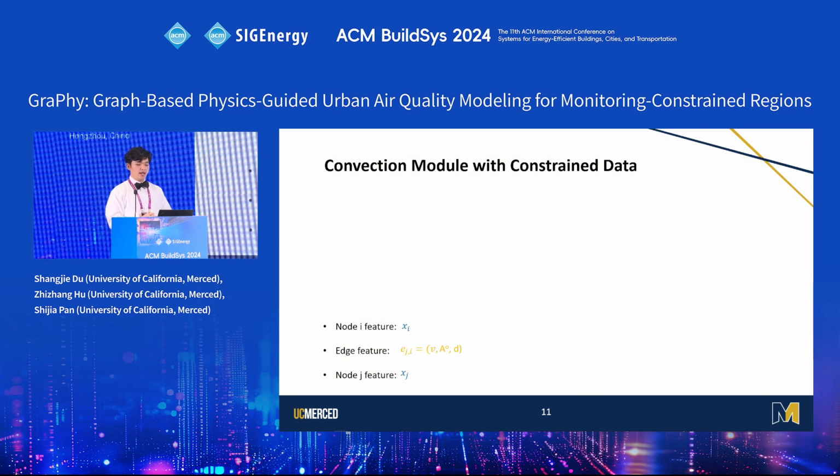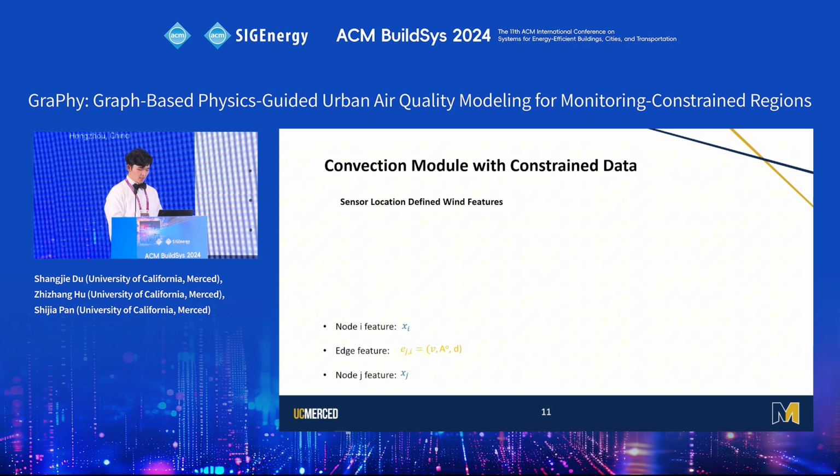We use the wind data to model the convection module. For the other modules, like the diffusion module and the local module, you can read about it in our paper. But for time purposes, I will only be covering the convection module. As shown before, in the San Joaquin Valley, where I live, we only have city-level wind data available. This poses challenges, as all the nodes will have the same wind feature. As a result, we decided to model the convection on the edges instead of the nodes.